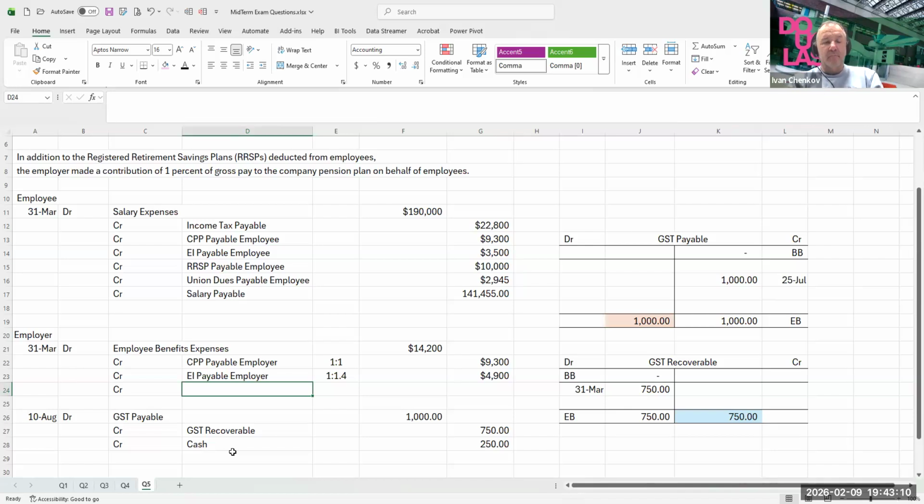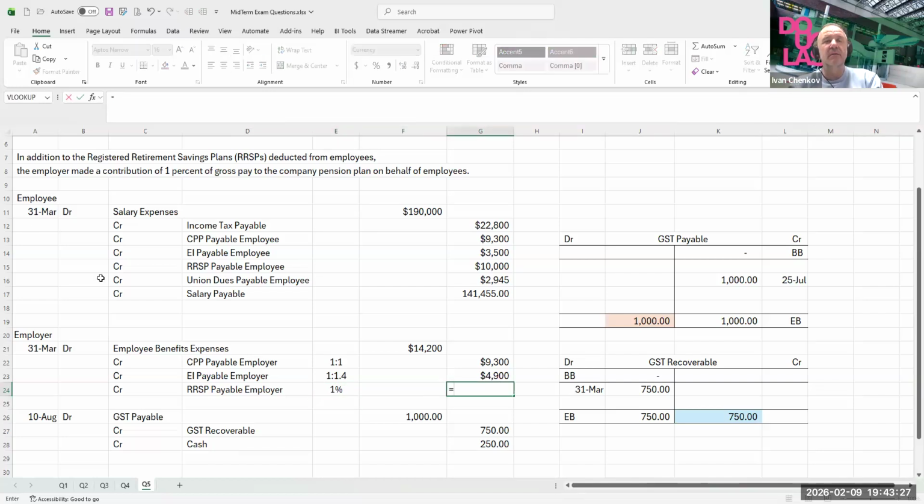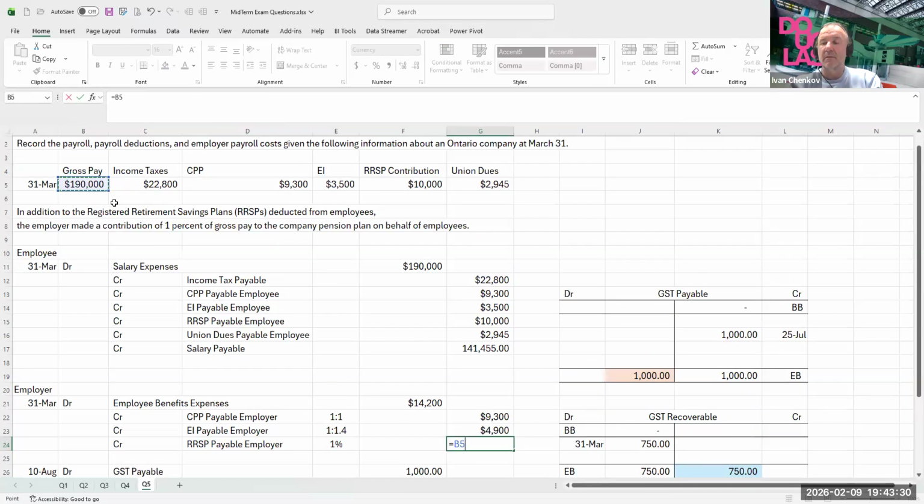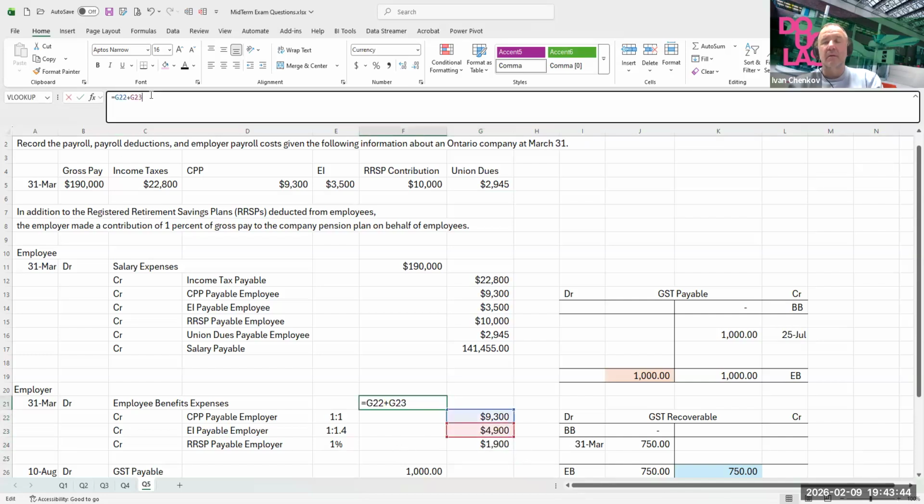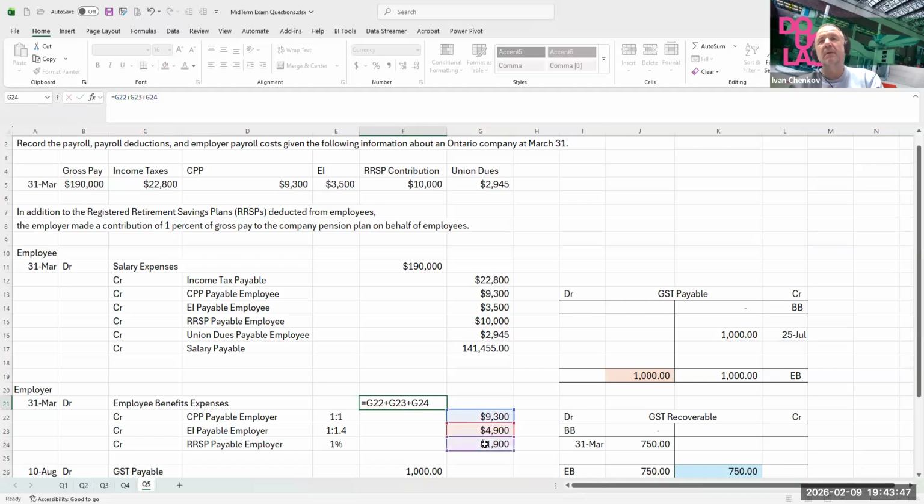And the last one is registered retirement saving plan payable, employer. And that will be 1% of the gross amount. We have the gross amount, we're just going to apply the 1%. This one times 1%. So in total, the employee benefits for the employer to pay is going to be, we have to add the last amount, this one, $16,100.